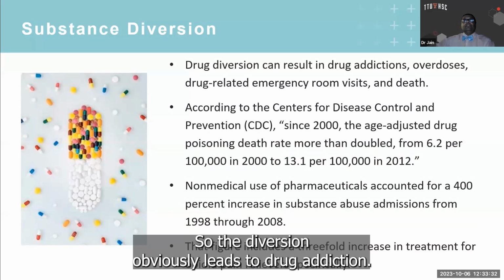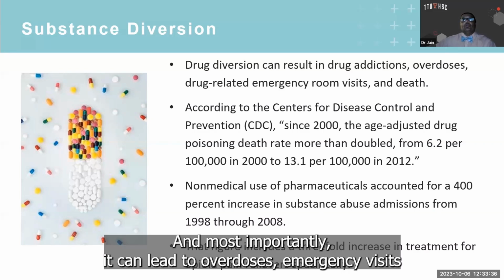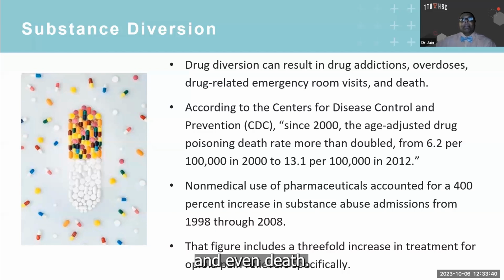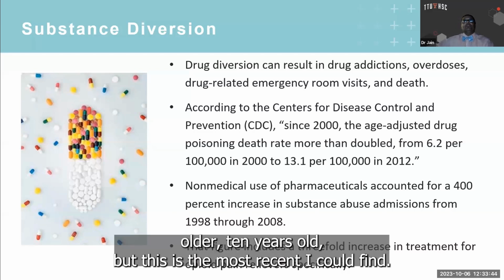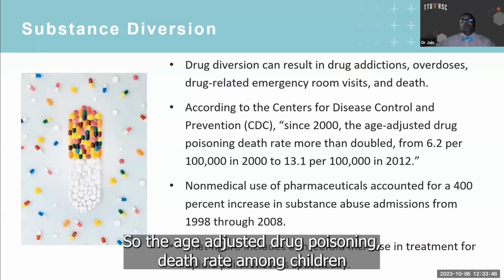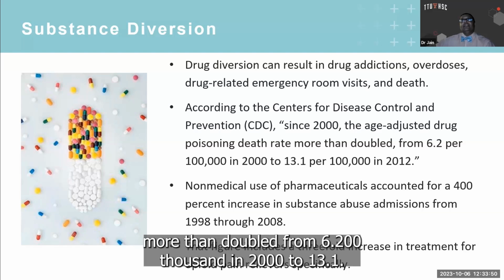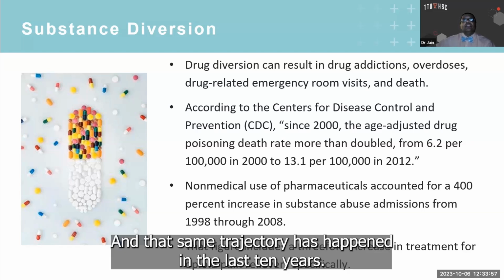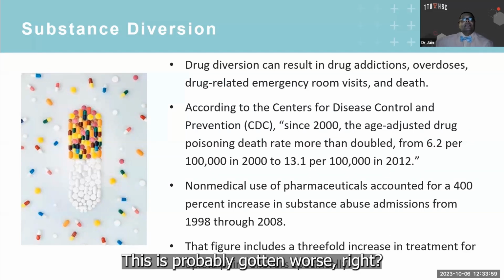So drug diversion obviously leads to drug addiction, and most importantly, it can lead to overdoses, emergency visits, and even death. This data is a little bit older, 10 years old, but it is the most recent I could find. The age-adjusted drug poisoning death rate among children has more than doubled, from 6.2 per million in 2000 to 13.1. And if the same trajectory has continued over the last 10 years, this has probably gotten worse.